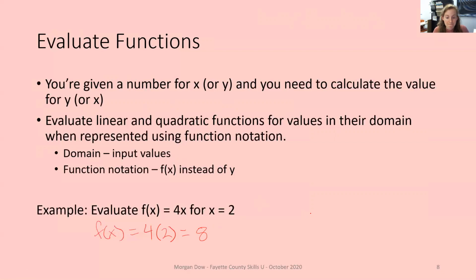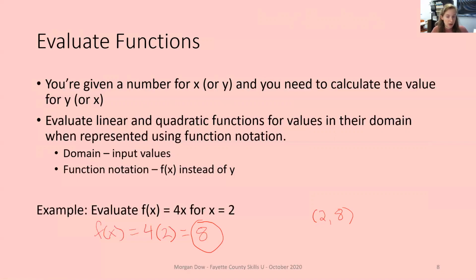So we could write that as a little coordinate pair. We could say (2, 8) is an input-output pair for this particular function. So our answer is 8. And that's all there is to it. Evaluating functions is really just a matter of working carefully through the calculations.